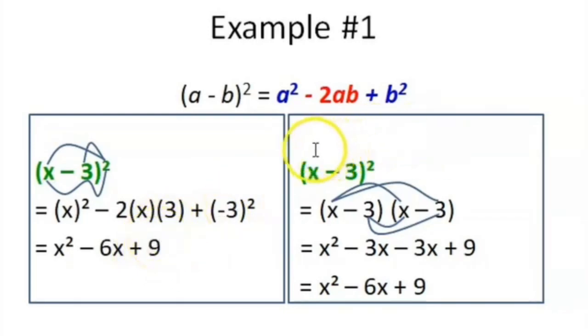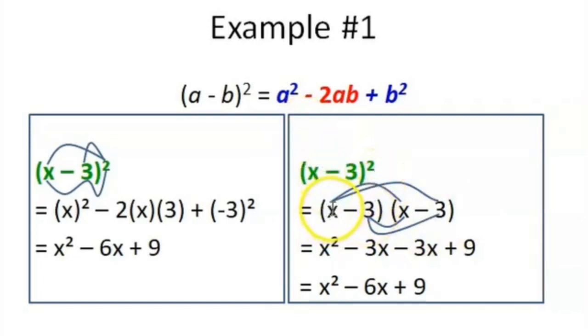Yung pangalawang method, ito sa kabila, ginamitan natin ang FOIL method. First, outer, inner, last term. So, yan po yung FOIL method. So, alam natin na yung quantity x minus 3 square is para lang siyang ganito, di ba? Quantity x minus 3 times the quantity of x minus 3. Kasi this is a square of binomials.